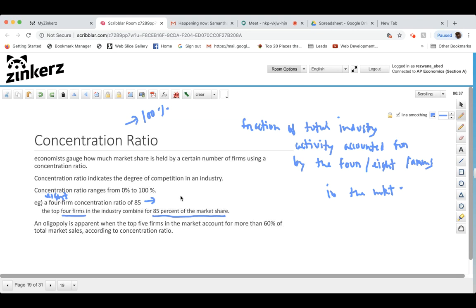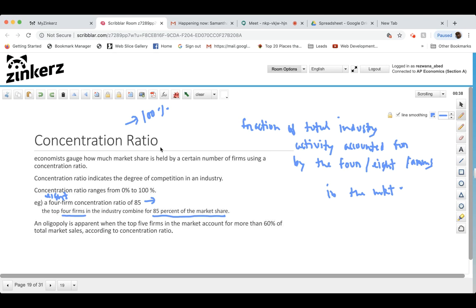But it's really not so much of an issue with monopoly. It's 100%, but it's not really an issue with perfect competition or monopolistic competition, because there we saw that there were so many small firms, and their overall share of the market was really small. It is only with oligopoly that this issue of concentration ratio comes up.